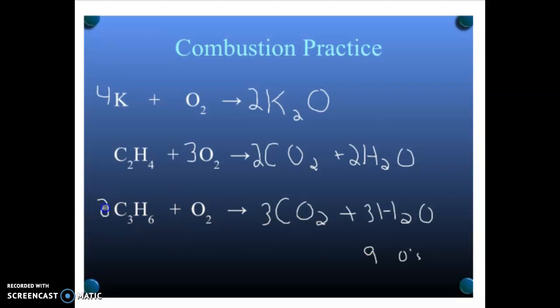So we'd have to put a 2 right here. We'd have to change these 3's into 6's. So let me just get rid of those and turn those into 6's. And now instead of 9 oxygens, now we have 18, and we can make that work over here with a coefficient 9 in front of that O2. And that works out and it's all balanced.